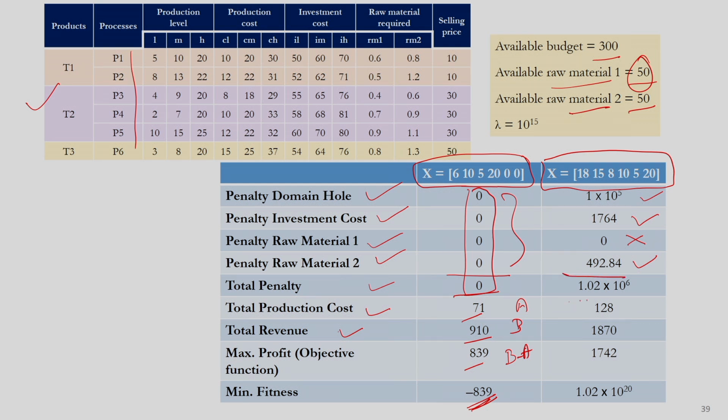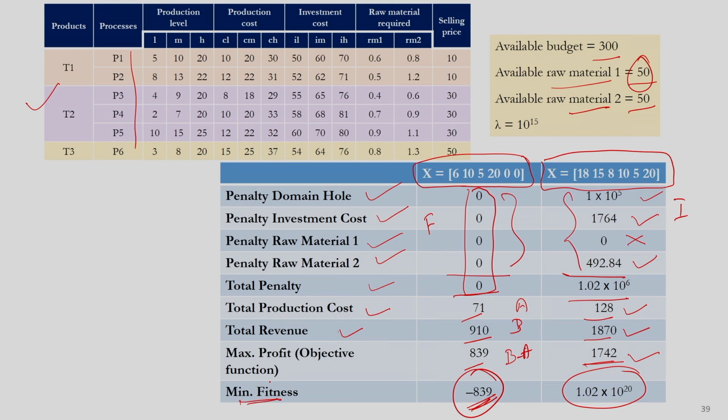The total penalty again should be the summation of these, and the production cost would turn out to be 128, the revenue is 1870 and the profit is 1742. If you calculate the fitness function, it should turn out to be this. So, this is an infeasible solution and this is a feasible solution. All the algorithms which we have are for minimization, and we have converted this problem also into a minimization problem. So, between these two solutions, if any of the metaheuristic techniques had to select a solution, it would select this one because it has a better fitness function. We are minimizing it; that you need to keep in mind.